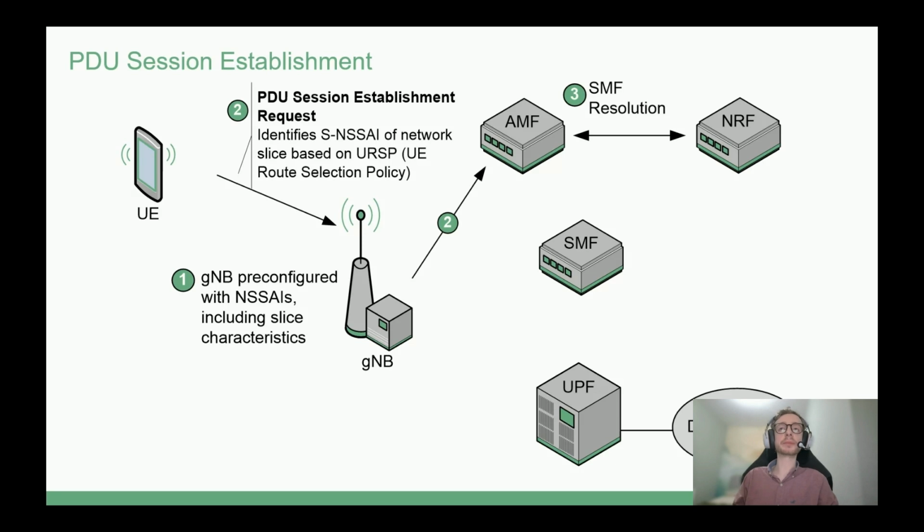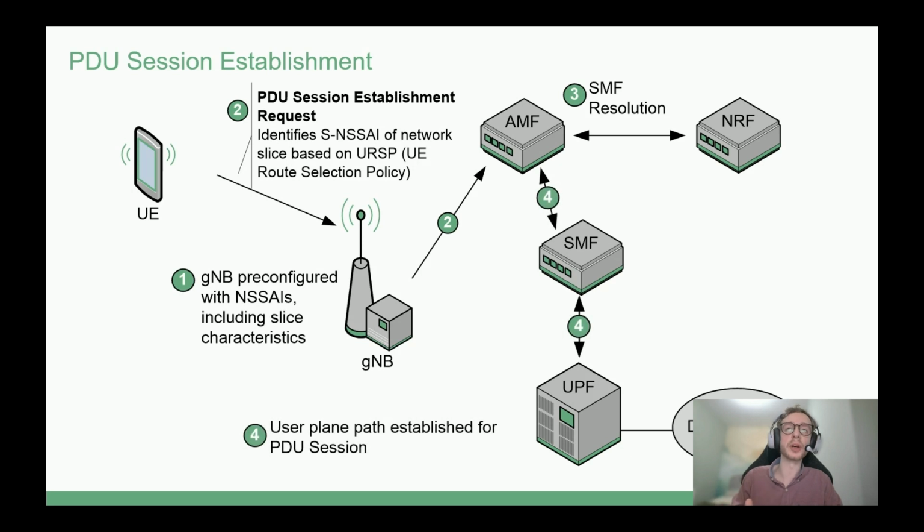So at this point, the network repository function will communicate back to the AMF and say, okay, this session management function supports that specific network slice that that device wants to connect to. And from that point onwards, we can establish the user plane path and that PDU session can be put in place. So that device will be communicating with that data network, or that service within that data network, on that specific network slice using a PDU session.